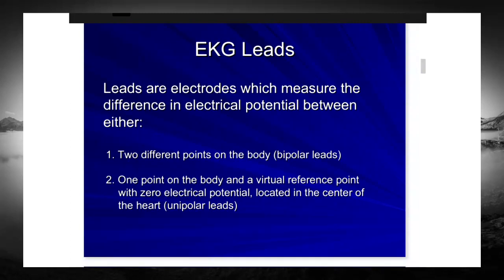So the leads and electrodes are important. They're the things that measure the difference in the electrical potential between either two different points on the body, or one point on the body and a virtual reference point with zero electrical potential located in the center of the heart. Now, that is a wonderful way of describing bipolar leads and unipolar leads.